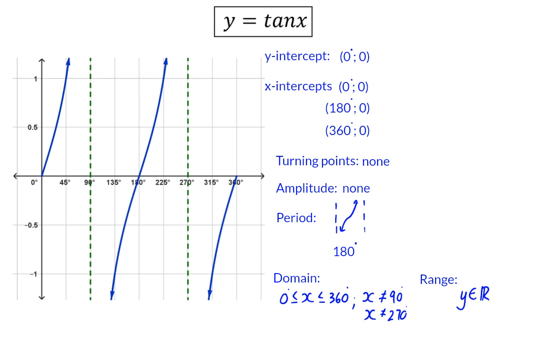In the first two videos, we had an in-depth look at the mother graph for sin, cos, and tan. In the next few videos, we'll have a look at the transformations that these three graphs can undergo.